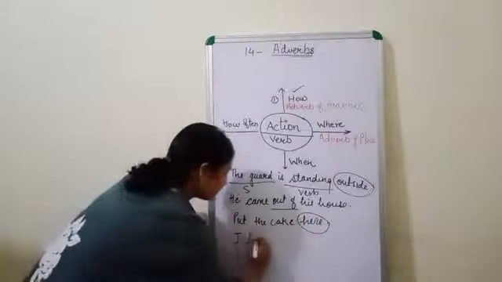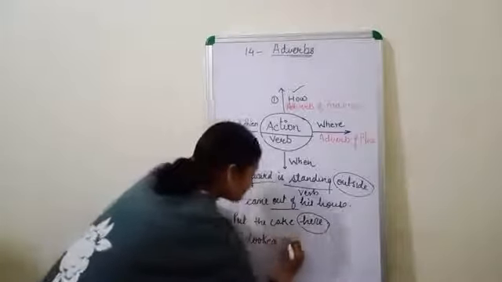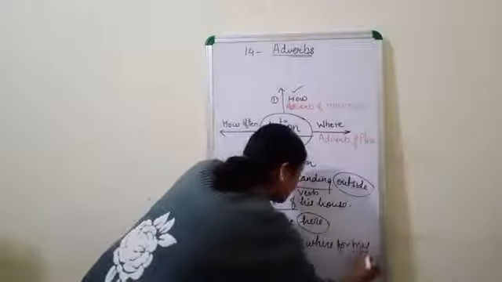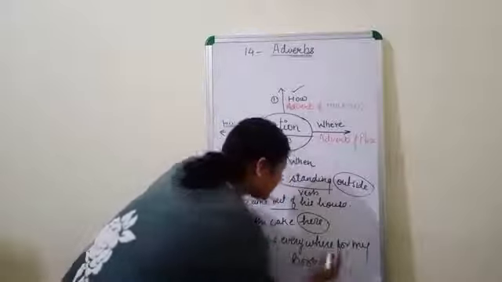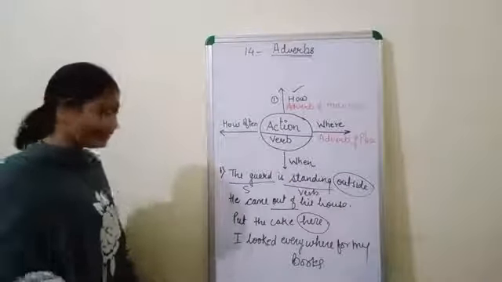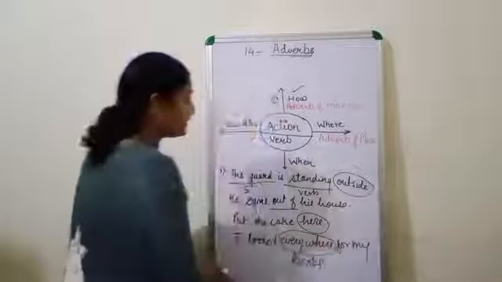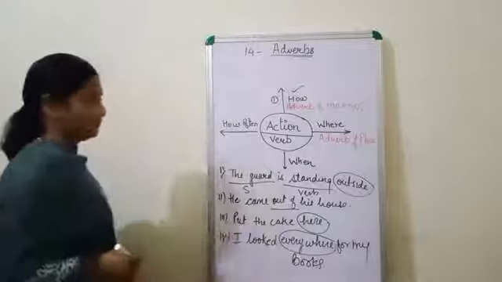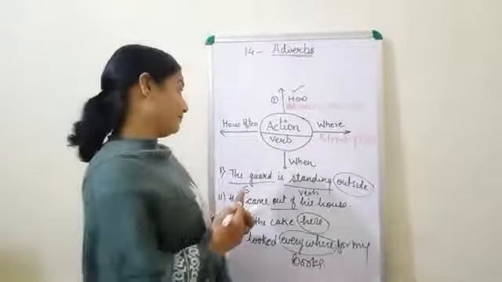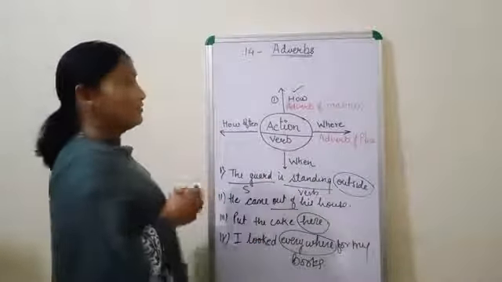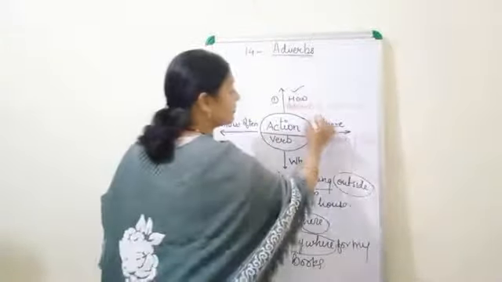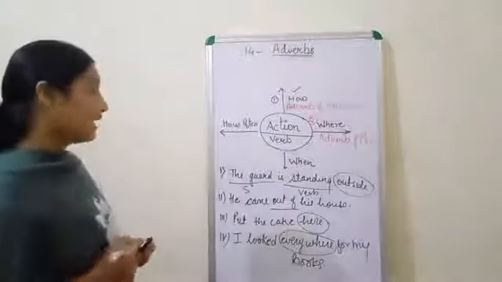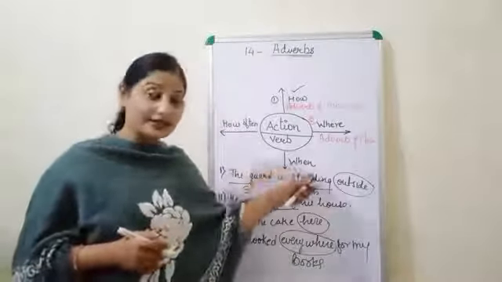One more. I looked everywhere for my books. Now, where did I look? Everywhere, to all the places. So, this is all about the adverb of place. Okay. So, two adverbs: adverb of manner when we ask the question how, and adverb of place when we ask the question where. Then we come to the next adverb, that is when.